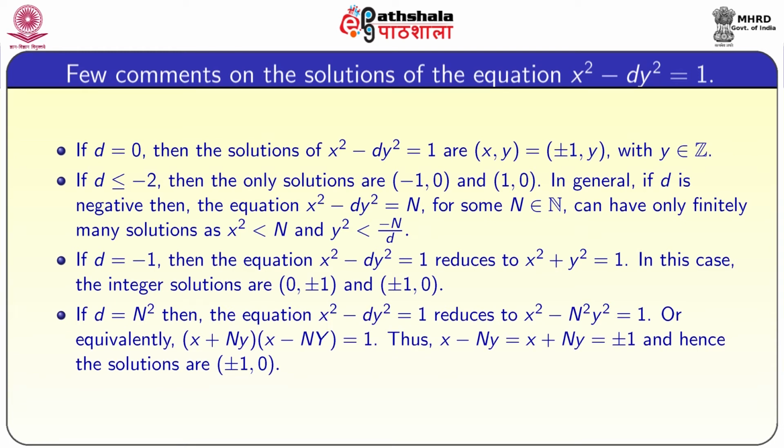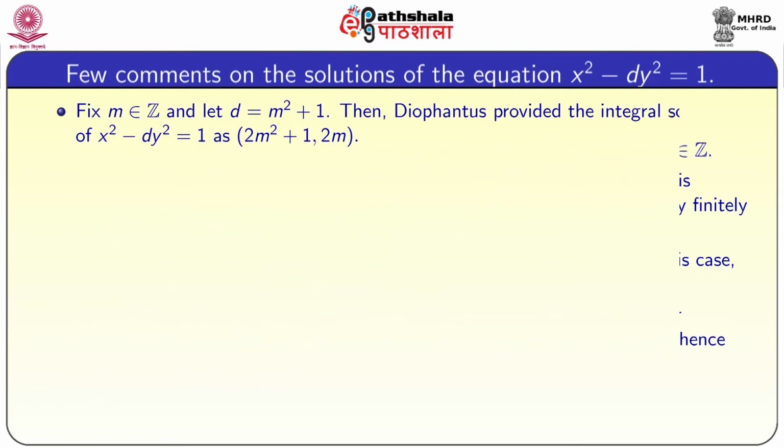If d equal to n square, then the equation x square minus d y square equal to 1 reduces to x square minus n square y square equal to 1, or equivalently it can be written as (x plus ny) into (x minus ny) is equal to 1. Thus, x minus ny and x plus ny are equal to plus or minus 1. Hence, the solutions are (plus or minus 1, 0). So, in all these cases we got trivial solutions. So, that is why we are looking for a particular d.